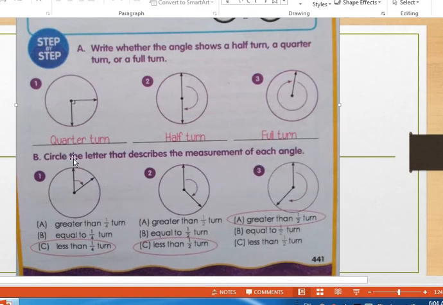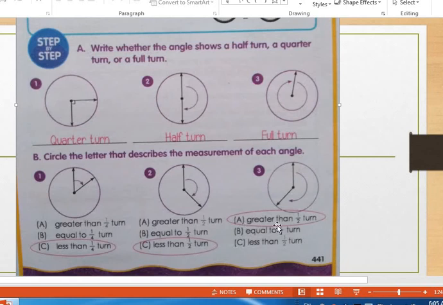I have here greater than quarter, or equal to quarter, or less than quarter. What do you think? Yes, this is the quarter, so this is less than quarter. It's very clear. Do you think this is greater than, equal to, or less than quarter? Yeah, less than. And this one, greater than half, equal to half, or less than half? I have here the half, so it's obvious it is less than half.